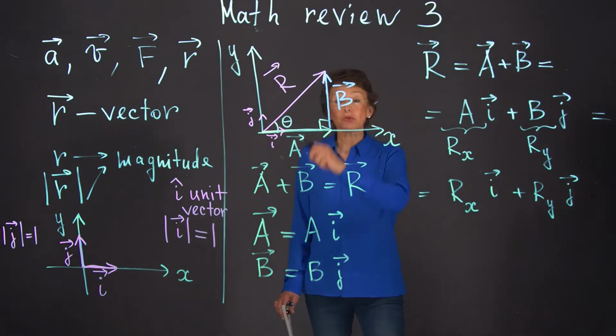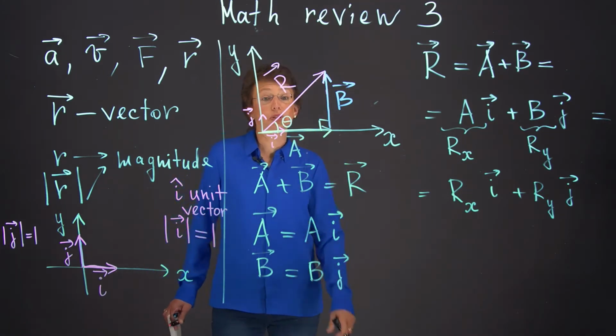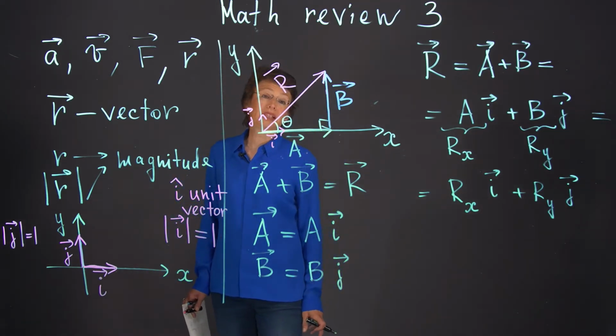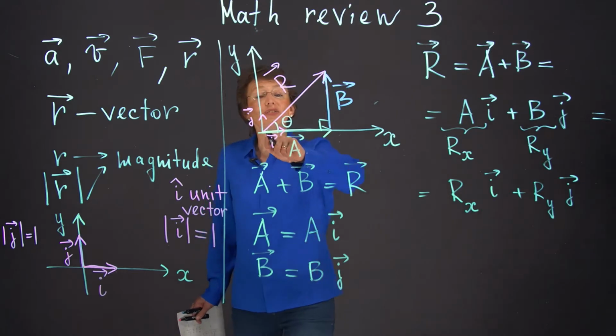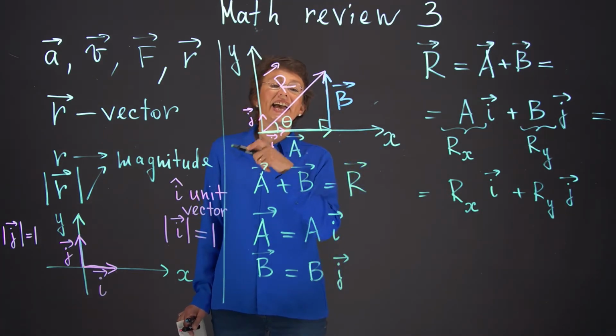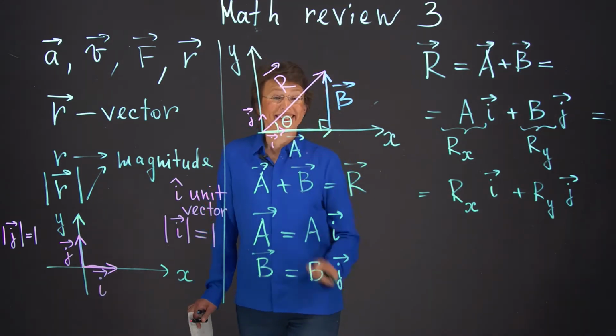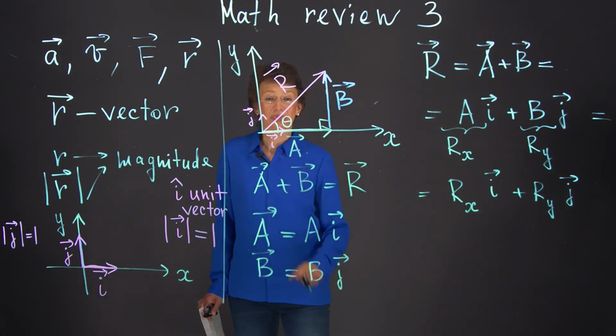The next problem that we need to solve, and this is the problem that we will do in physics over and over again. What if the length of R is given and theta is given? Let's find x and y components of R. If A and B are not given, we need to find them. And that will be our next problem.